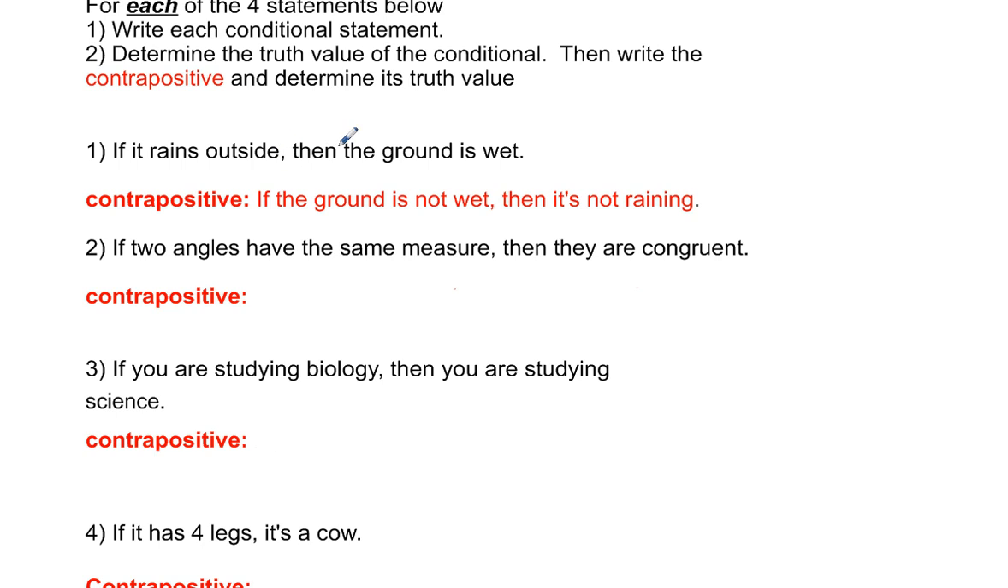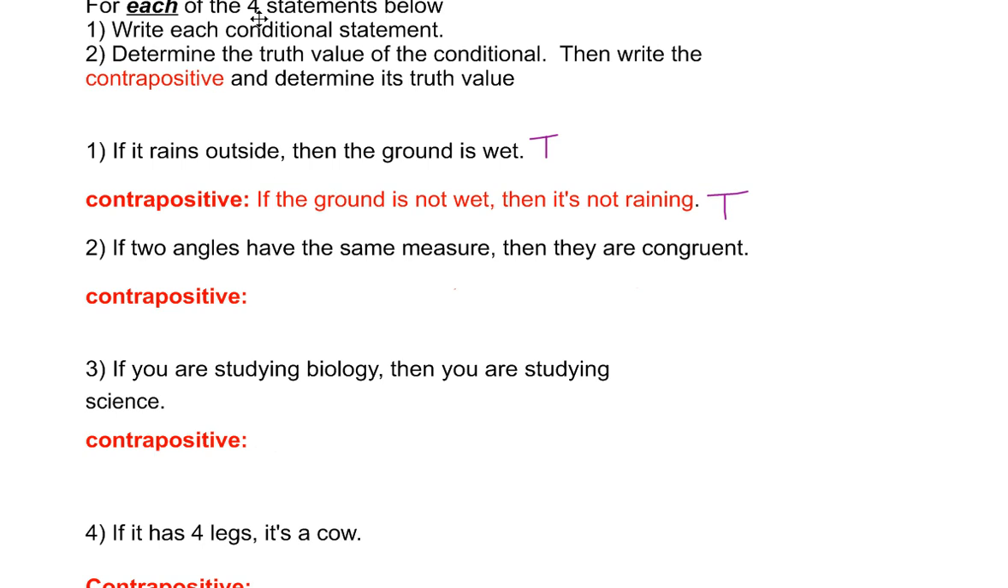So if it rains outside, the ground is wet. This is definitely true. And if this is true, then if the ground is not wet, it cannot possibly be raining. This must also be true. If it's raining outside, folks, the ground has to be wet unless there's a giant umbrella covering the entire city of New York. Let's take a look at the next one.